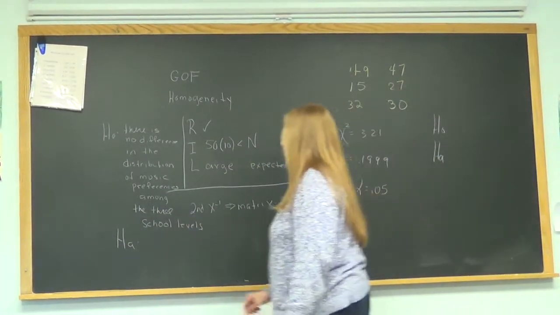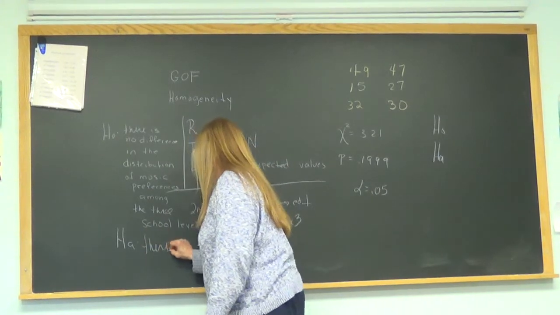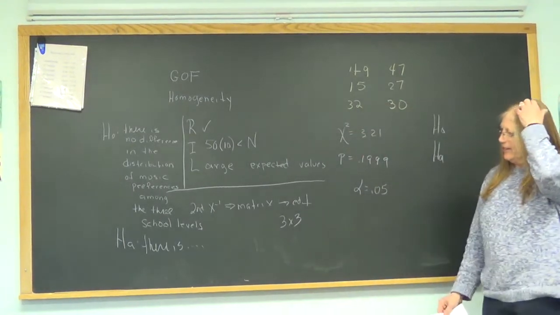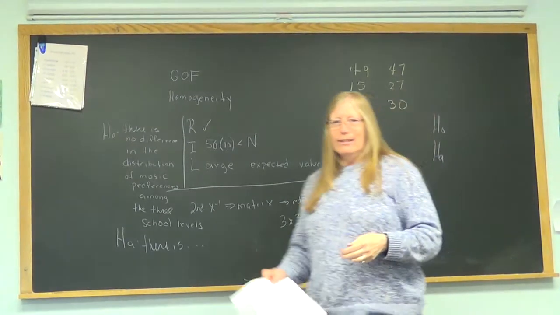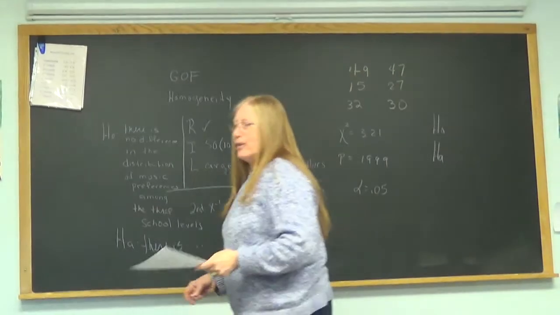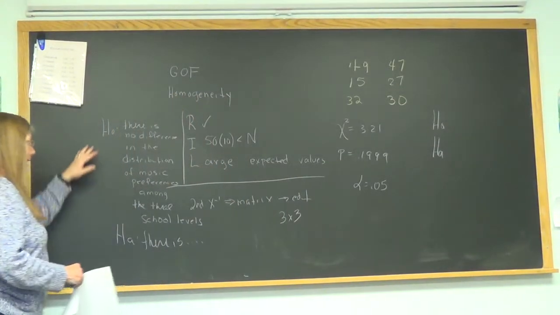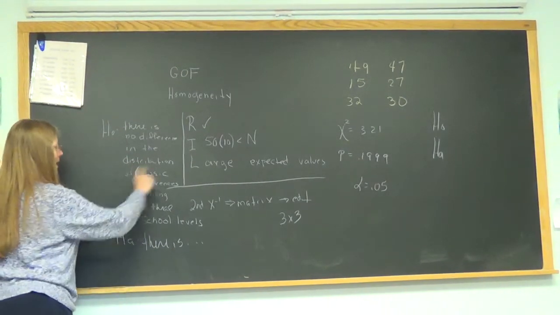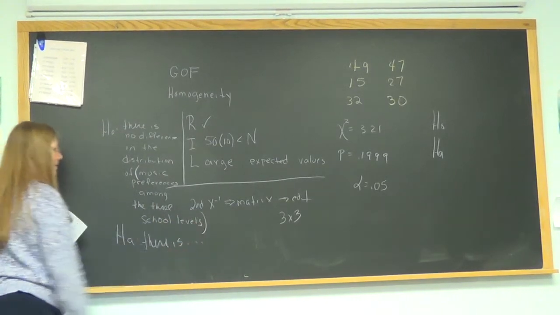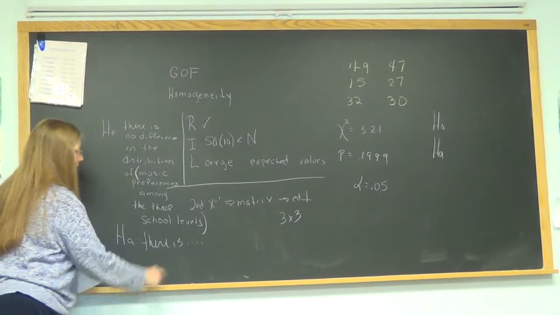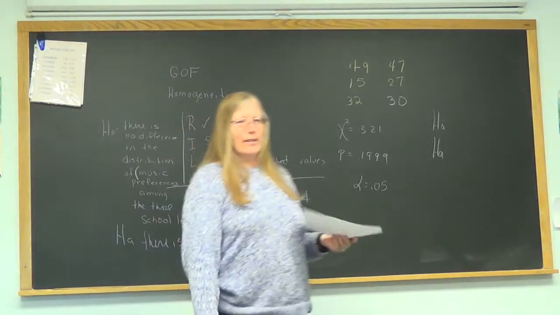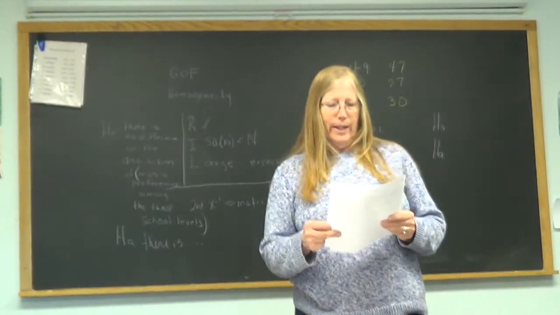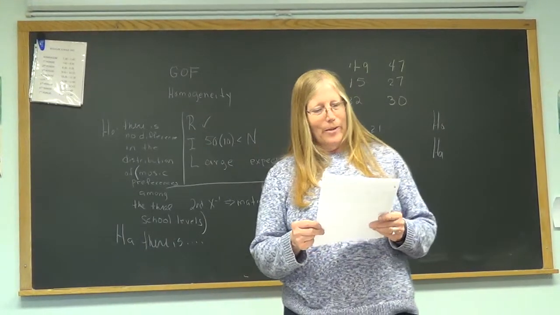H sub A would be there is a difference. All right, I'm not gonna rewrite it. There is a difference in the distribution of music preferences among the 3 school levels. All right, so some words are always going to be the same in your homogeneity test. There is no difference in the distribution of, we'll start, then whatever the scenario will be finished. H sub A, always there is a difference in the distribution of, and then you put in the scenario that we are covering.